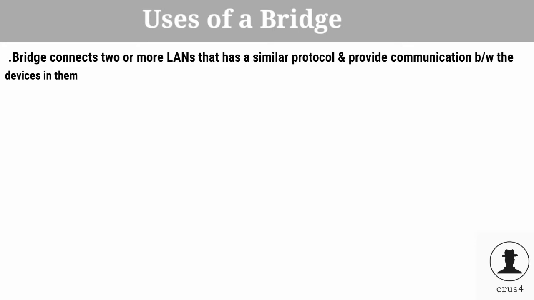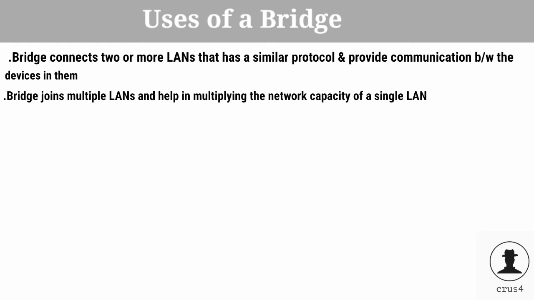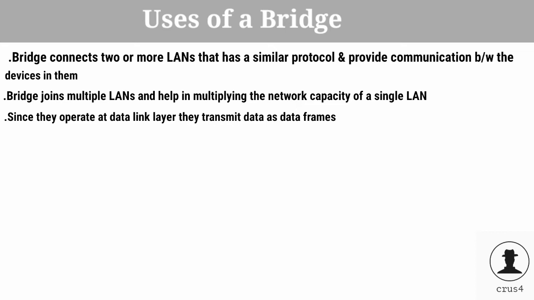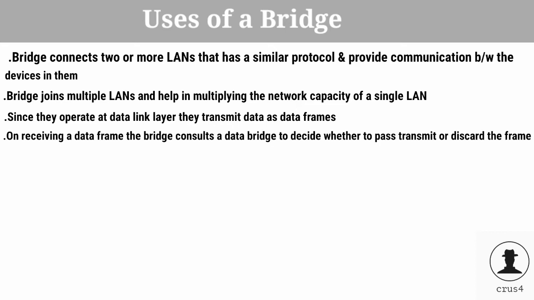Bridge connects two or more different LANs that has a similar protocol and provides communication between the devices in them. Bridge joins multiple LANs and help in multiplying the network capacity of a single LAN. Since they operate at data link layer, they transmit data as data frames. On receiving a data frame, the bridge consults a database to decide whether to pass, transmit or discard the frame.